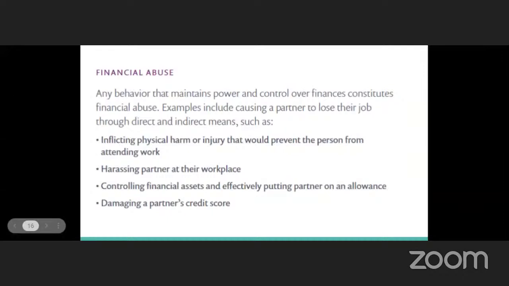Then next is taking money out of a family member's pension, selling a family member's possessions without permission, misusing an enduring power of attorney, forcing a family member to change their will.